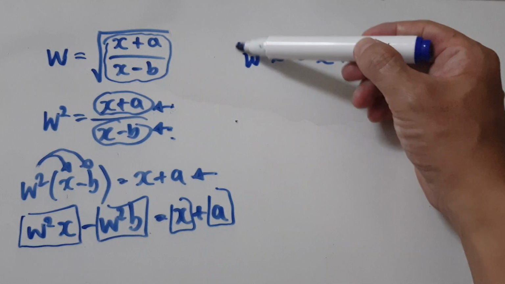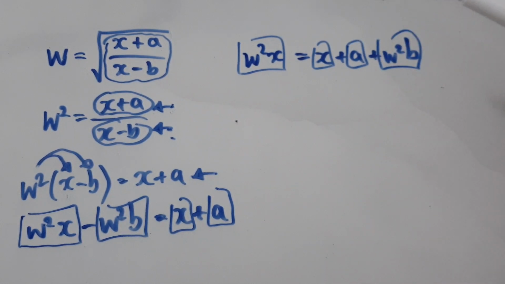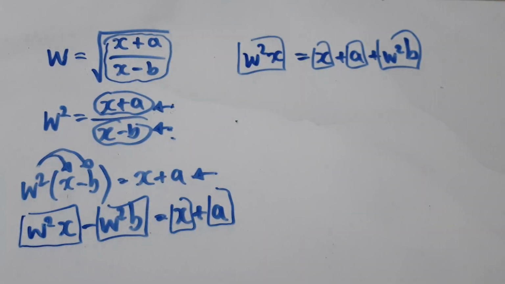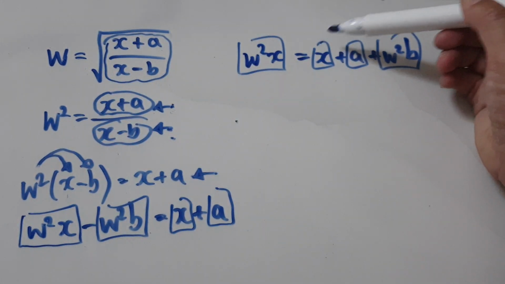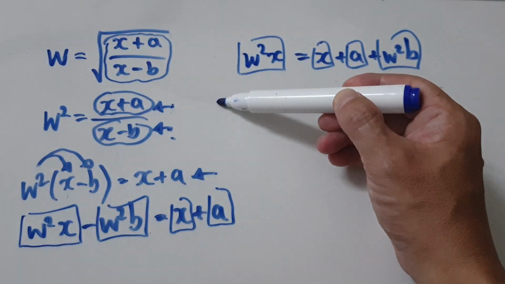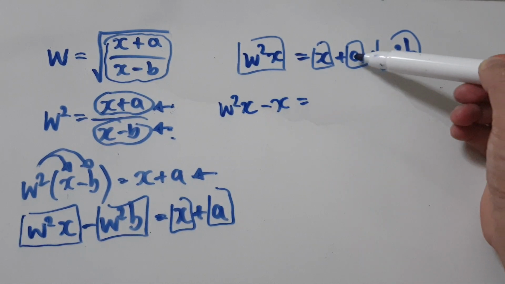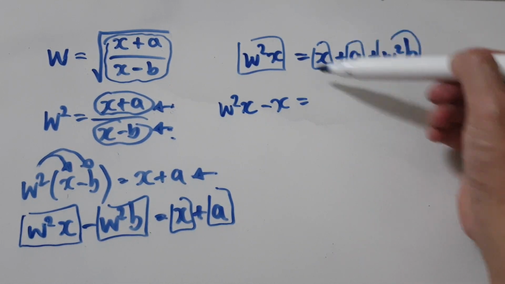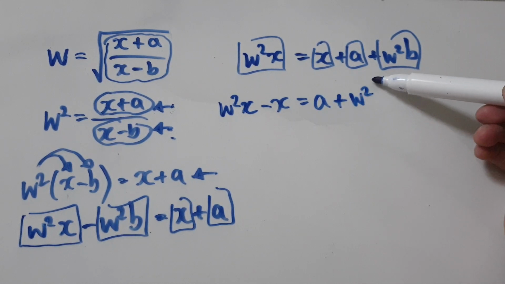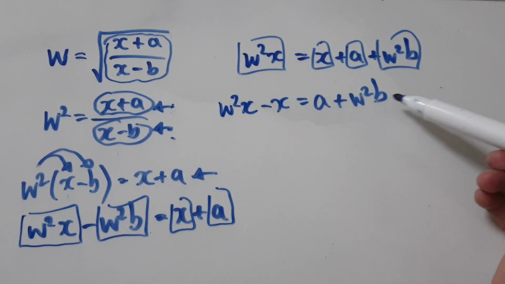And then you've got 4 blocks, 1, 2, 3, 4. You're trying to make x the subject, so group all the x's on one side, all the rubbish on the other side. This block here contains x. Let's take away x from both sides. So take this thing down and then take away x, then when you take away x from both sides, all that's left on the right hand side will be a plus w squared b. So now all the x's are on one side, all the rubbish is on the other side.